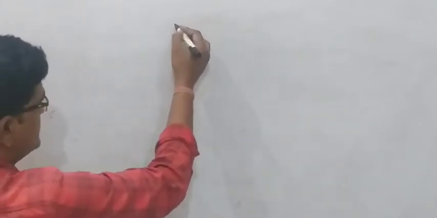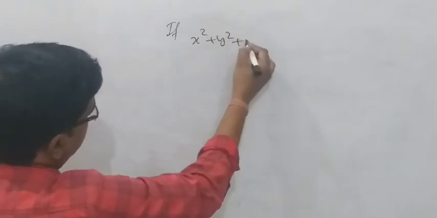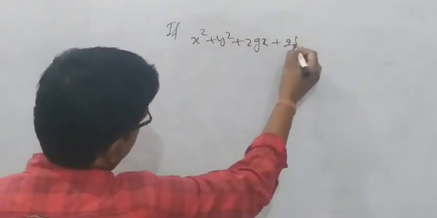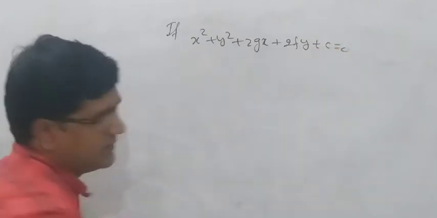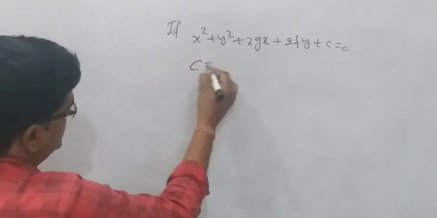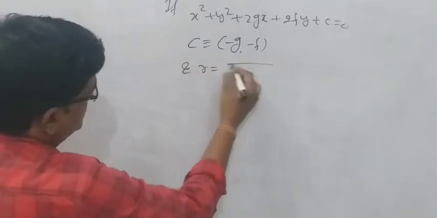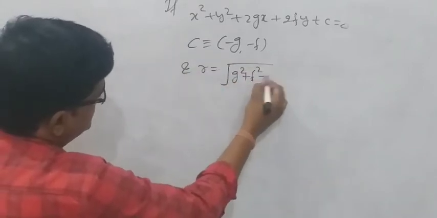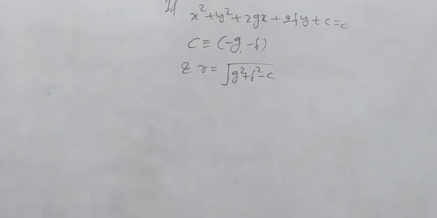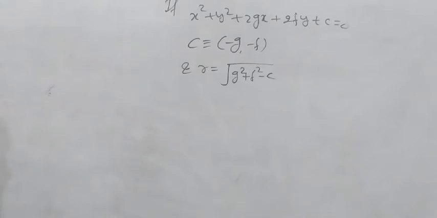Now this is the other equation. If x square plus y square plus 2gx plus 2fy plus c is equal to 0, this is also the equation of a circle, and the center is equal to (-g, -f). Radius is equal to under root g square plus f square minus c. Any doubt? This is the radius, this is the center. Now I am going to solve one question based on this equation.